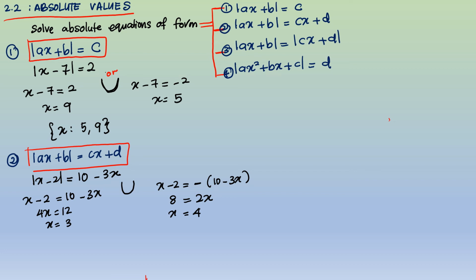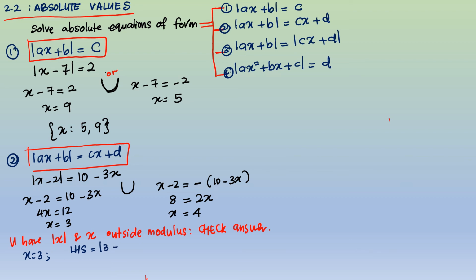Alright, so here when you have x inside modulus and x outside modulus, you need to check your answer. So let's check our answer. For x equal to 3, we substitute in the original equation. Alright, so our original equation is here. So 3 minus 2 is modulus 1, which is equal to 1. On the right hand side we have 10 minus 3 multiplied by 3, we get 1. So left hand side is equal to right hand side. So x equal to 3 is our answer.